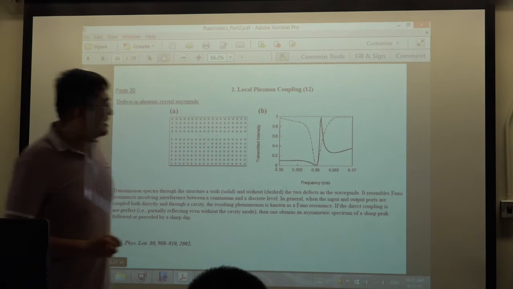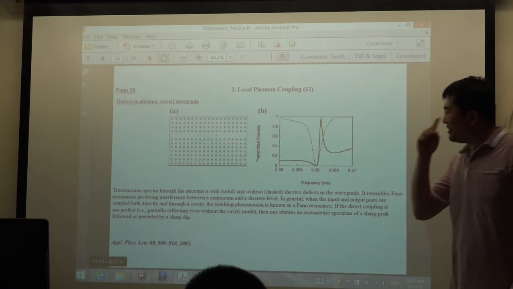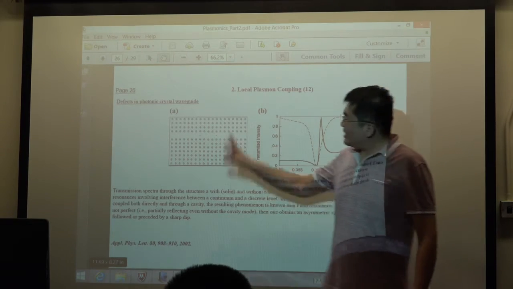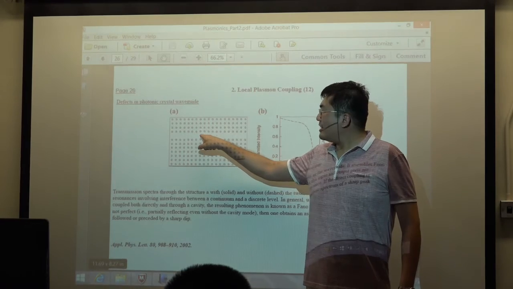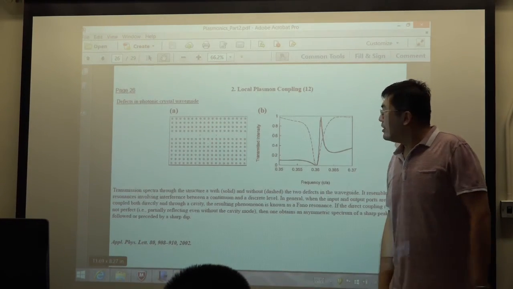Another thing I think is fun. The fun one is also very interesting. This is a photonic crystal, right? Because of the photonic crystal, this is a 3D effect. Why is the cavity here? This cavity. They just put two scatterers together in this channel. In this channel.